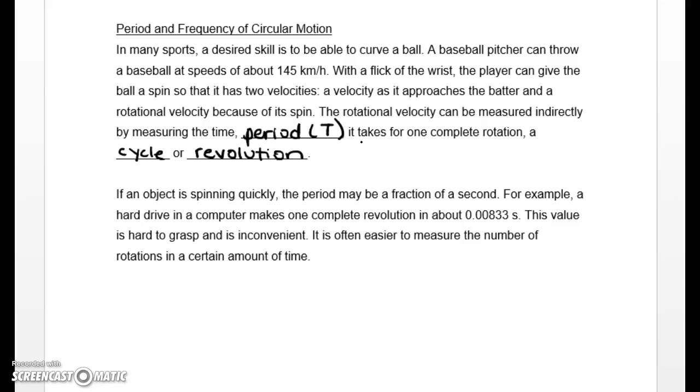It's also kind of a hard concept to grasp, and it's kind of inconvenient. So sometimes what might be easier is to look at how many rotations you can do in a certain amount of time. So the period is one complete rotation, or how long it takes to do one complete rotation. But sometimes it might be easier to look at how many times this hard drive can spin within a second or within a minute. That might be a more useful bit of data, and it might even make a little bit more sense.